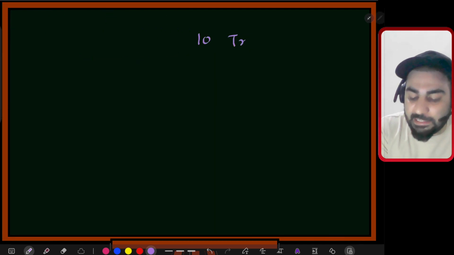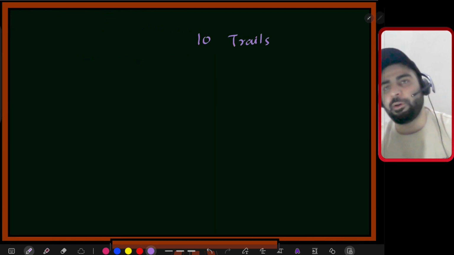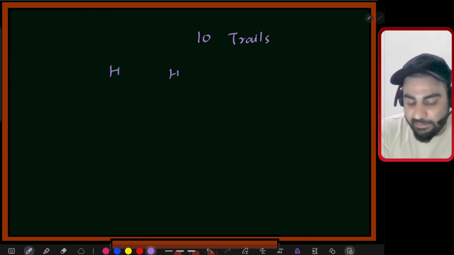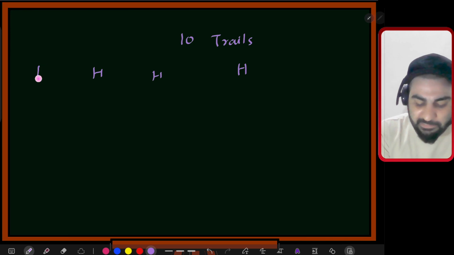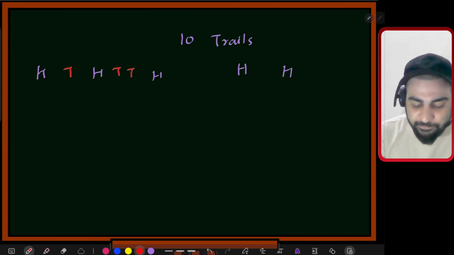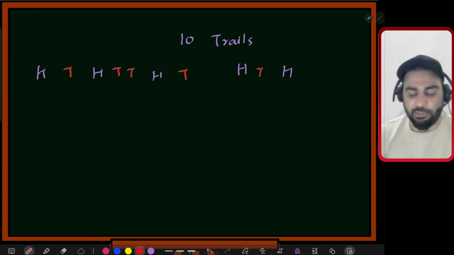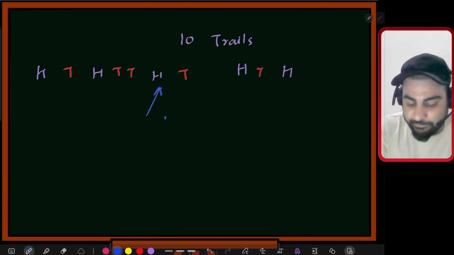A perfect sample will be if you make 10 trials, 10 flips of the coin, so you will get 5 times head and 5 times tail, something like this. Head and head. Let's suppose these are 5 times head, and now we'll put tails. Tail, and tail. This again, one more tail. So this is the perfect sample.